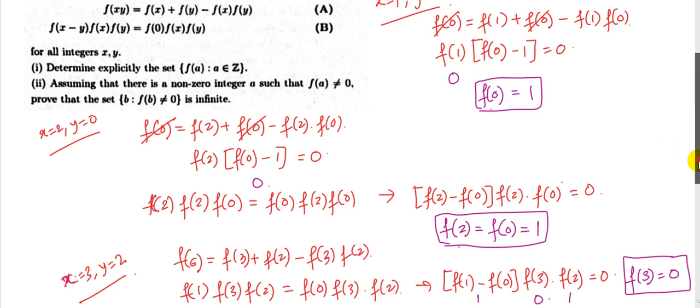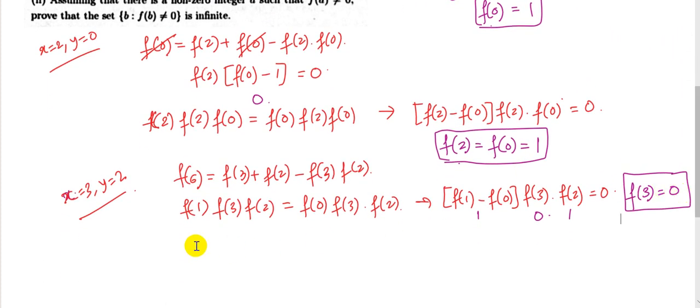Now from here I can get the value of f6 as well. f6 would be equal to f of 3, which is 0, plus f of 2, which is 1, minus f of 3, which is 0, into 1. So f of 6 is equal to 1.